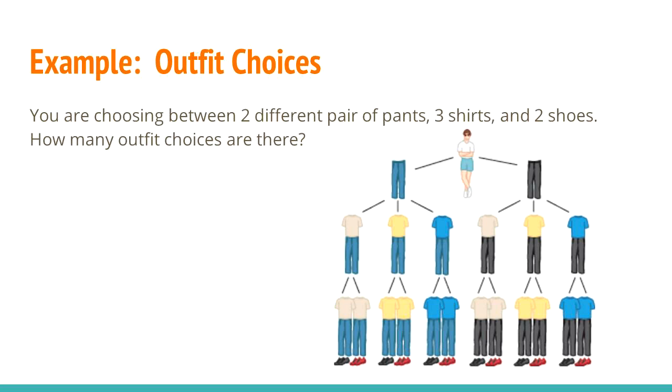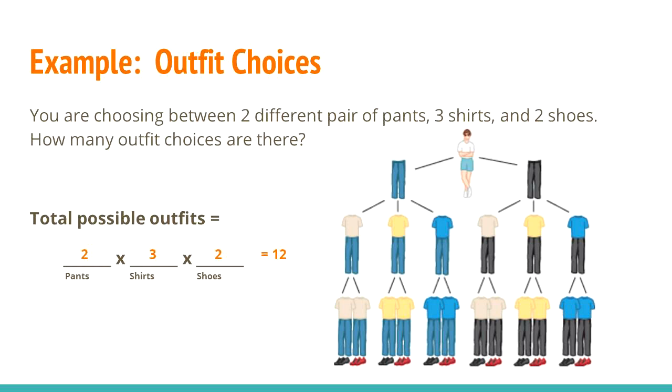Or a little more simply, we can use the multiplication principle. Our total outfits, we use the options for the number of pants, the number of shirts, and the number of shoes. We've got two pants, 3 shirts, and 2 shoes, which gives us a total of 12 for the number of total outcomes.